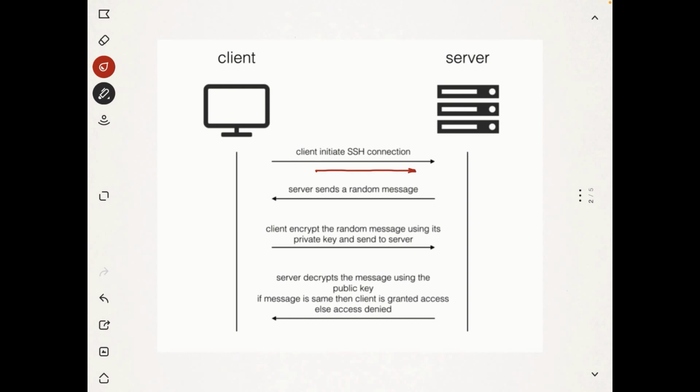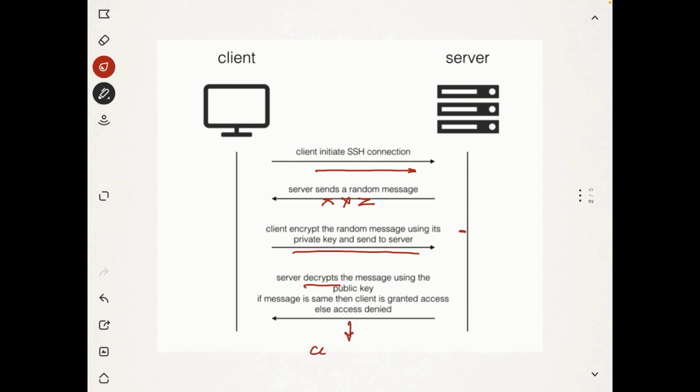So in SSH you have a client and a server. The client initiates an SSH connection to the server, and then the server sends a random message to the client, and the client encrypts the message using the private key and sends it to the server. I'll tell you what a private key is in a while. Now you can take the previous example and just imagine the private key is something like the arrangement made between these two, and it is some hidden information that helps you to encrypt and decrypt.